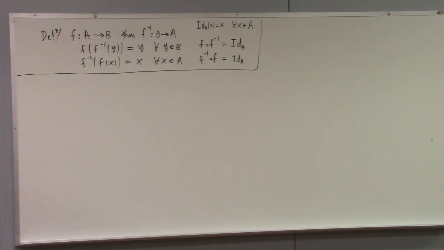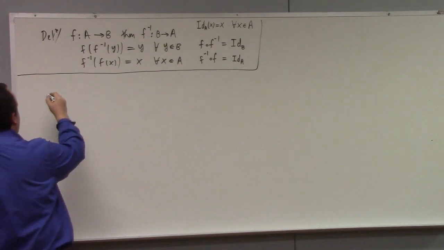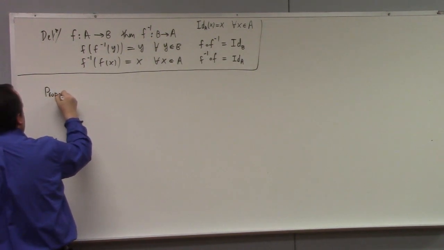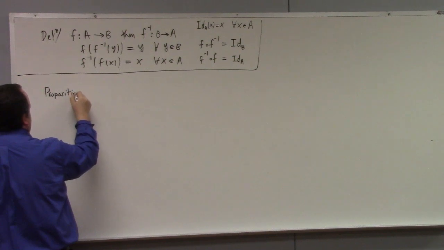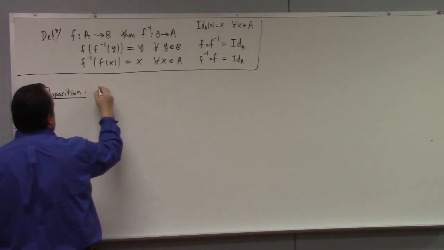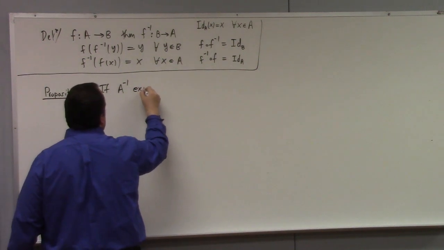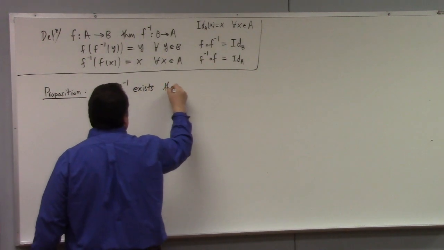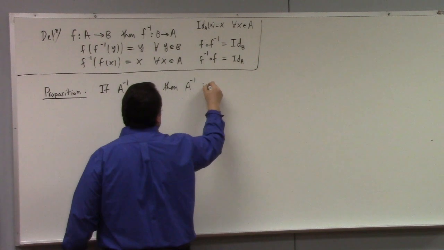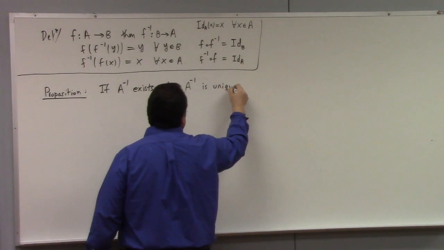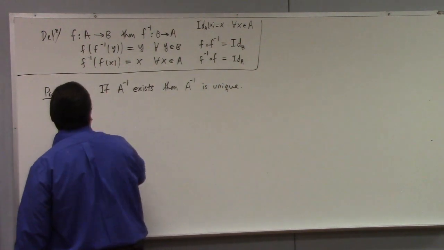All right, so, proposition. Actually, this is pretty much a corollary, but I called it a proposition in the notes. If A inverse exists, then A inverse is unique. So there's a unique inverse for an invertible matrix, right?